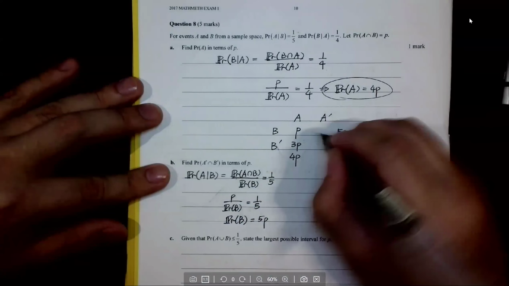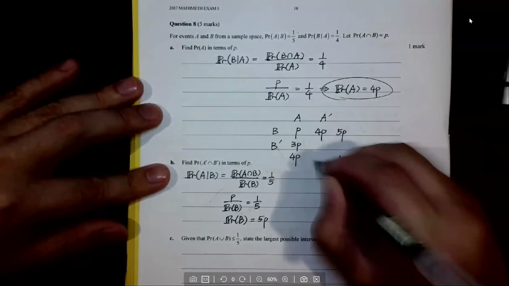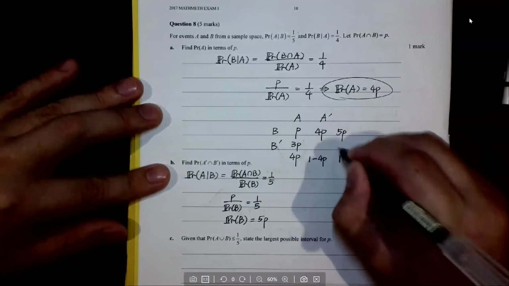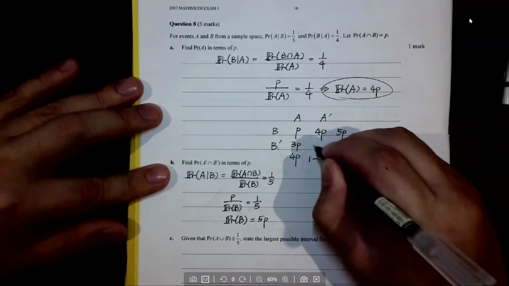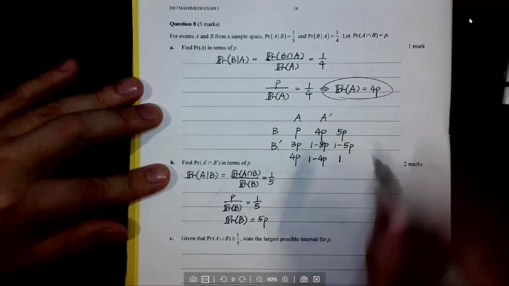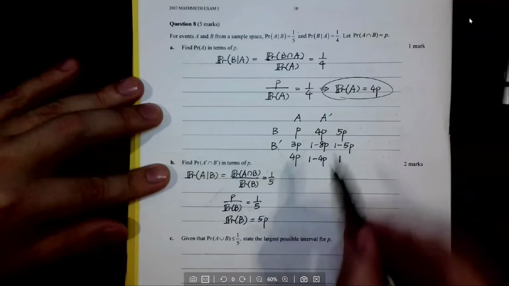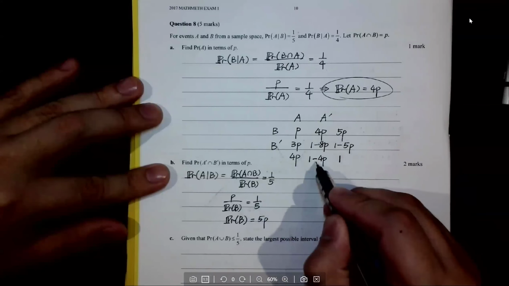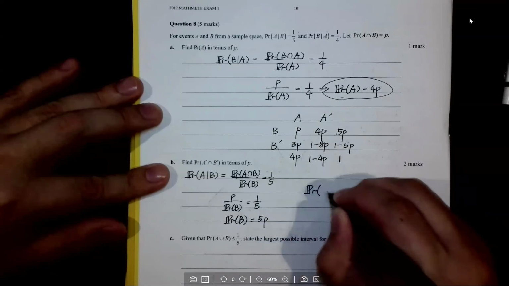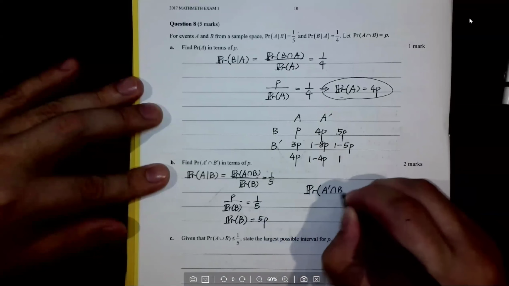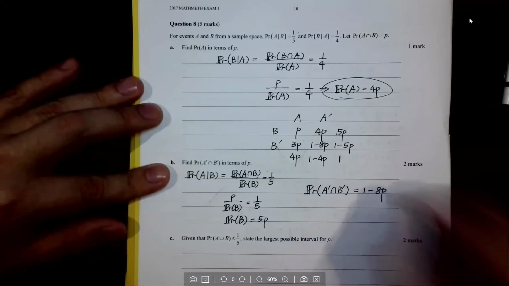So A dash intersecting B will be 4P here. This bit will be 1 minus 4P. This bit will be 1 minus 5P. Eventually, 1 minus 4P take 4P is 1 minus 8P. If you check horizontally, these two should add up to 1 minus 5P. Vertically, these two expressions should add up to 1 minus 4P. So therefore, probability A dash intersecting B dash is 1 minus 8P. Okay?